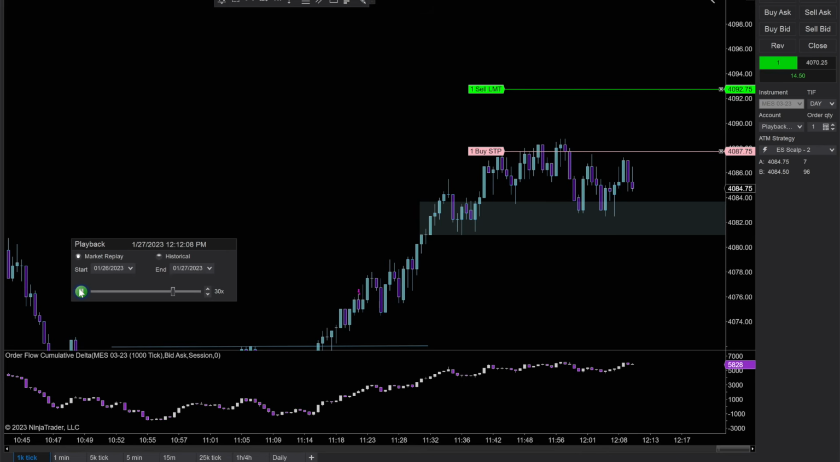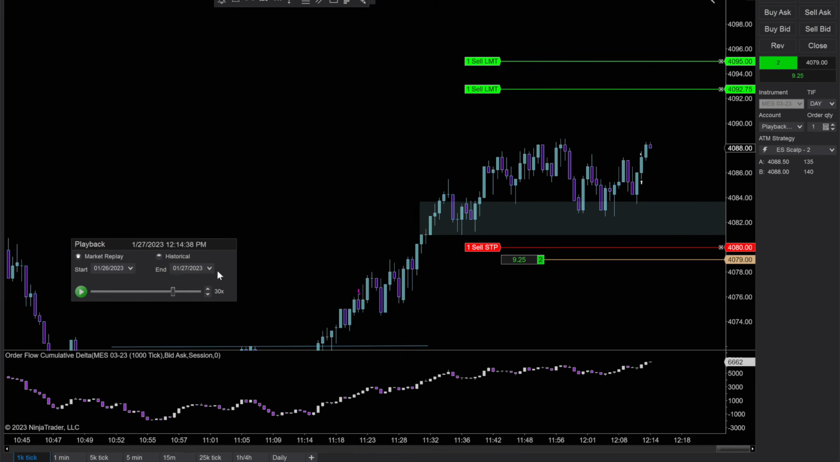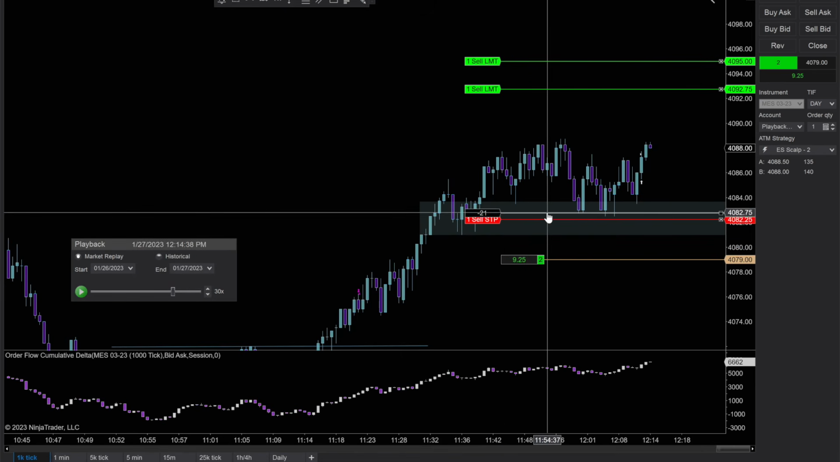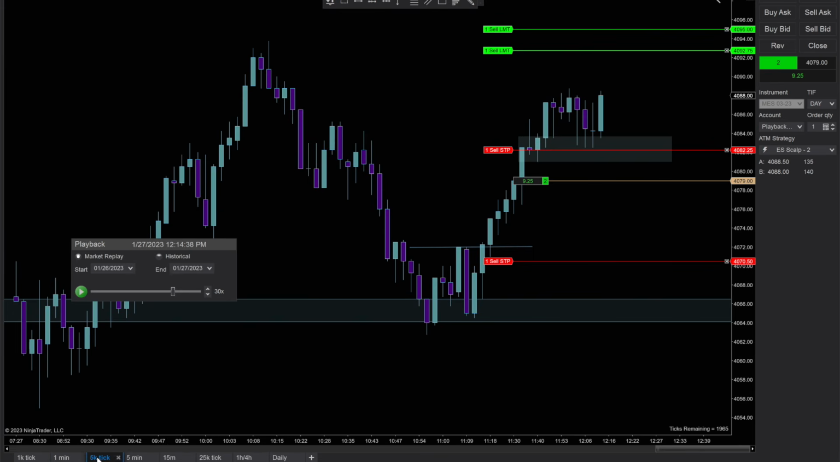So again, just waiting for a break of structure. You can go a little bit lower now. Great. Now again, we go under. This is the 1K tick for the entry. The demand area was on the 5K tick chart right here.